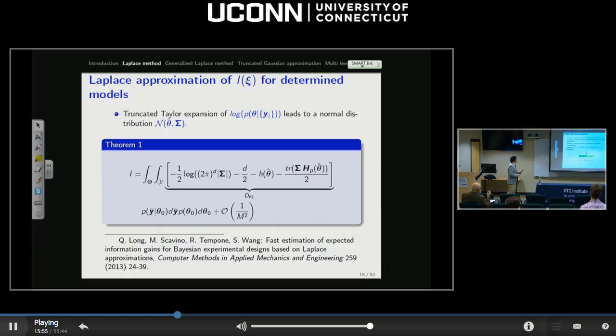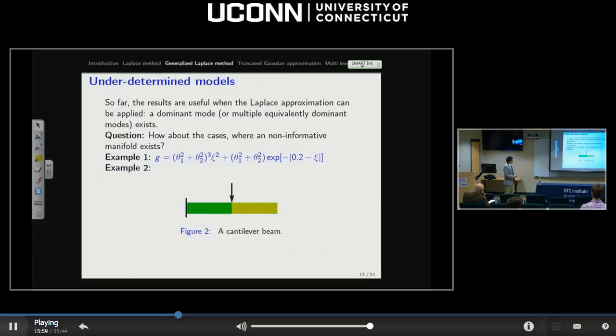Now here comes a little more challenging problem. How about this case? We have lots of parameters, but we don't have so many measurements. We cannot do too many experiments. In this case, we don't have a Gaussian posterior anymore. The first example looks like this.